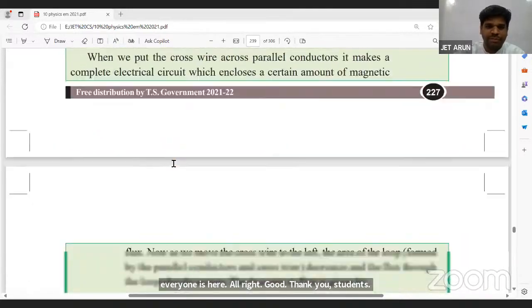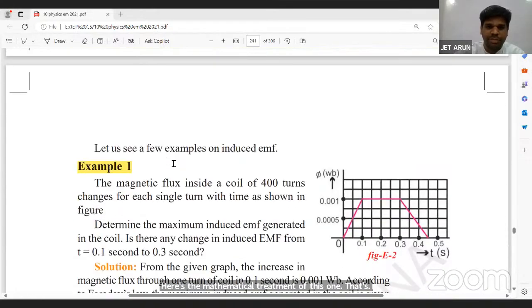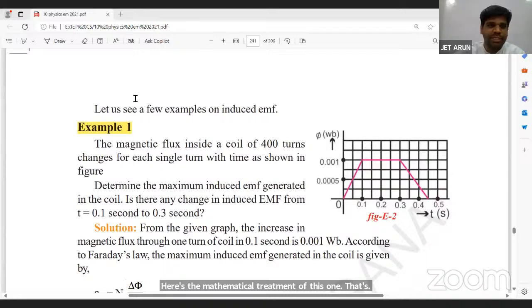Here's the mathematical treatment of this one. That's not required right now. Here is the most important example, students. This example is very important. It comes up repeatedly.